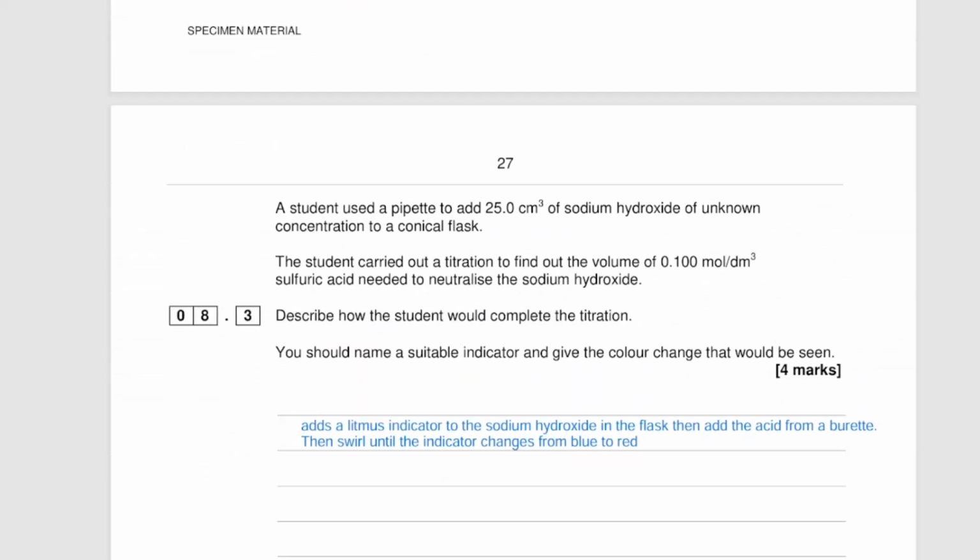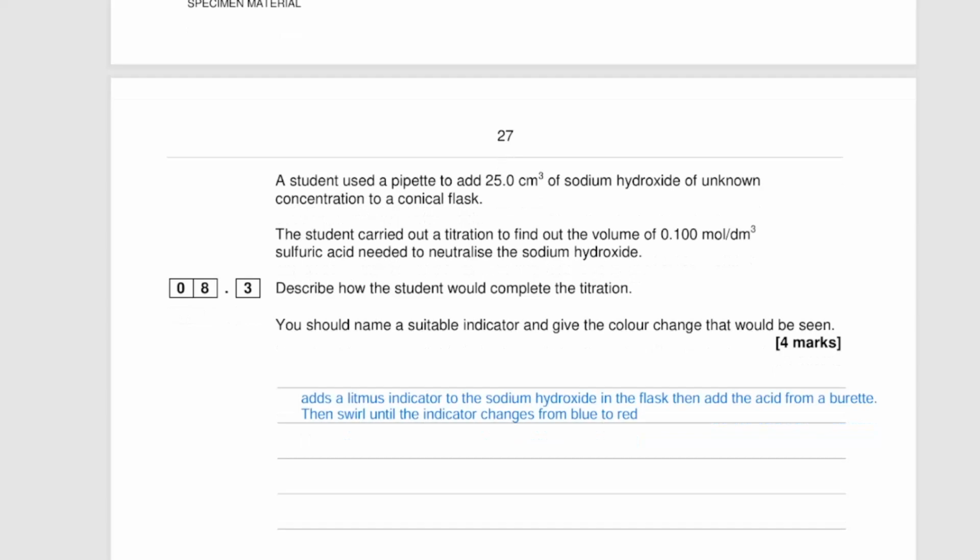And then we're given a quick titration question asking you to explain how the student will complete the titration and name a suitable indicator and color change, which is you add a litmus indicator to the sodium hydroxide in the flask, then add the acid from a burette, then swirl until the indicator changes from blue to red. And yes, that is all you need for a 4 marker. It is ridiculous. AQA, this is a sample paper, so it was never meant to be sat by students, but it is still a bit ridiculous to have a 4 marker that can be done in 1.5 lines.